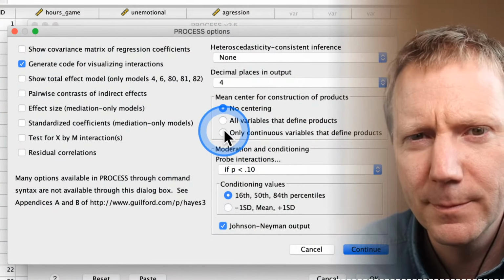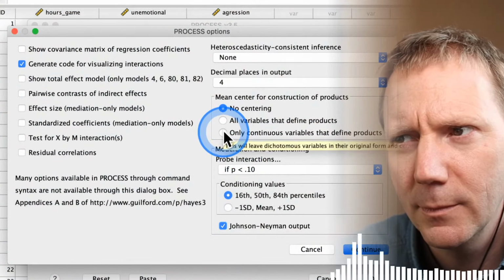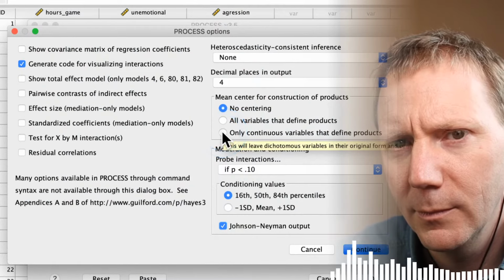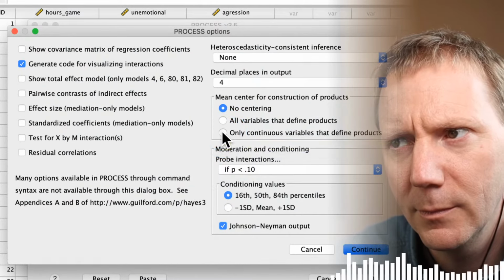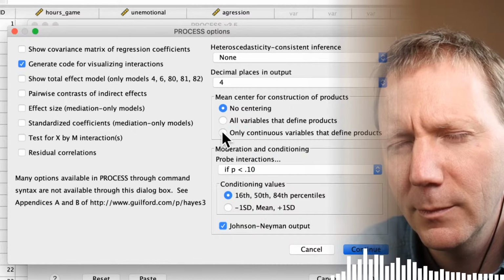Does that make sense? Yeah, but do you only do this when you have a moderator that cannot have a value of 0, or do you always do this?